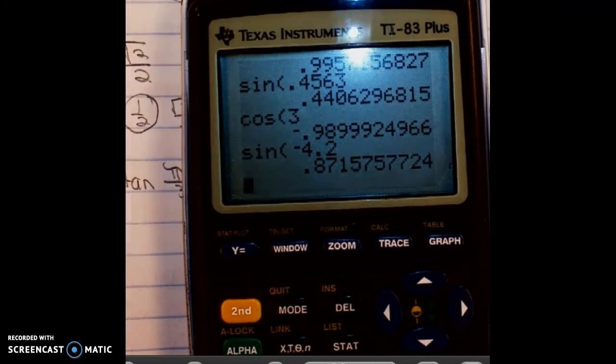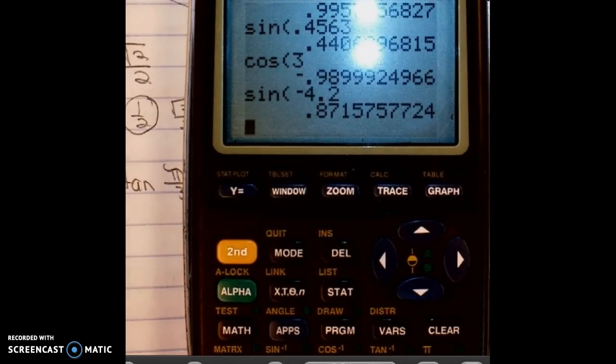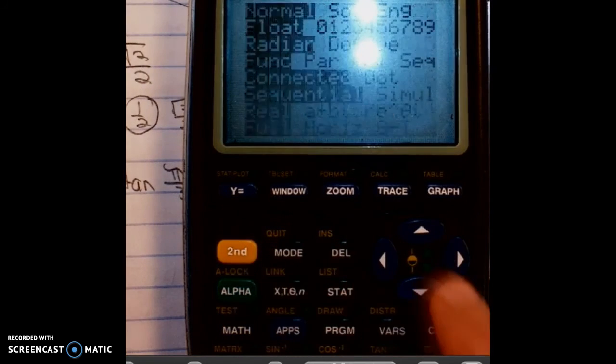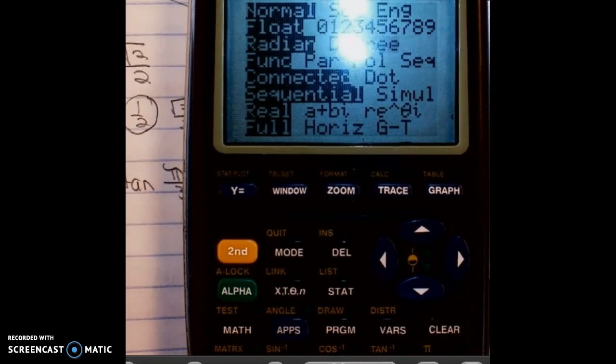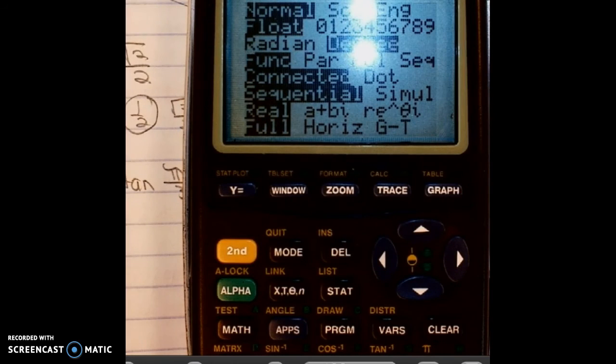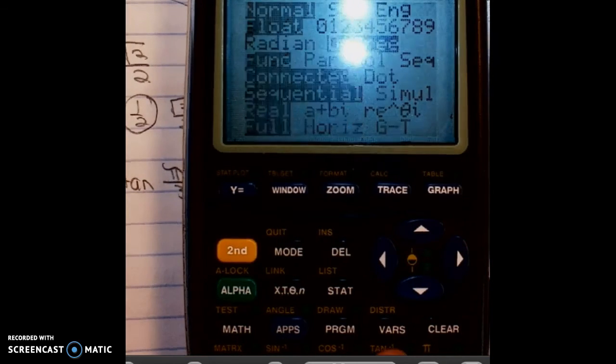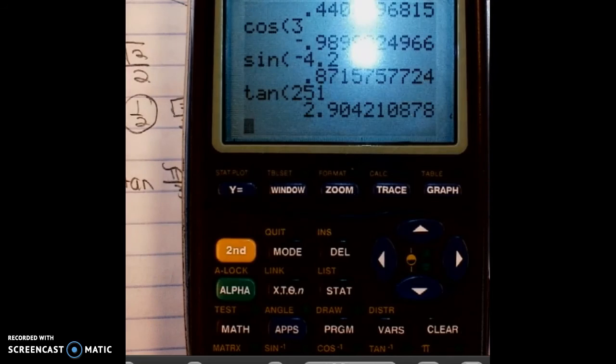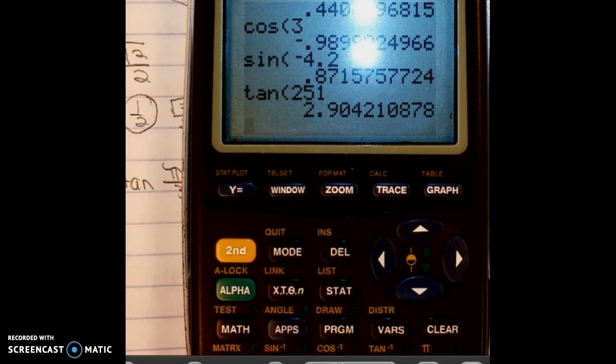Now the last one does say it's in terms of degrees, so now I'm going to go back into that mode. I'm going to make sure this is on degrees, and now obviously I'm looking for the tangent of 251 degrees, and I get 2.90.